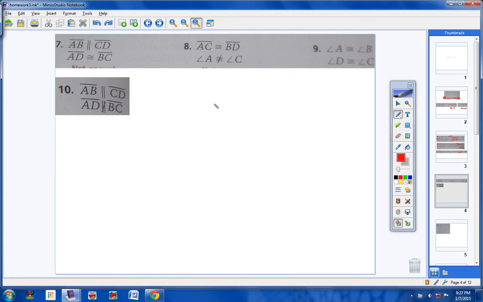Okay, now students, remember, we're trying to see if we can only draw an isosceles trapezoid. Well, look, here's AB parallel to CD, okay? So here's A, B, C, D.